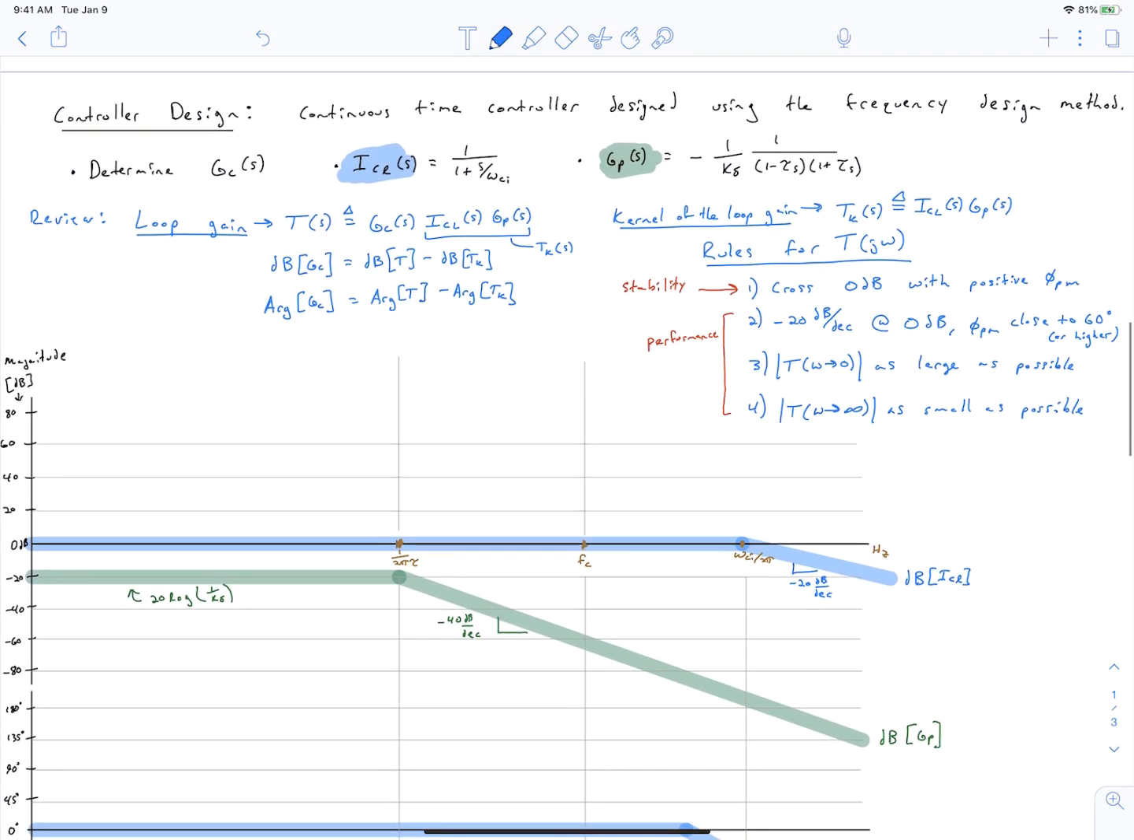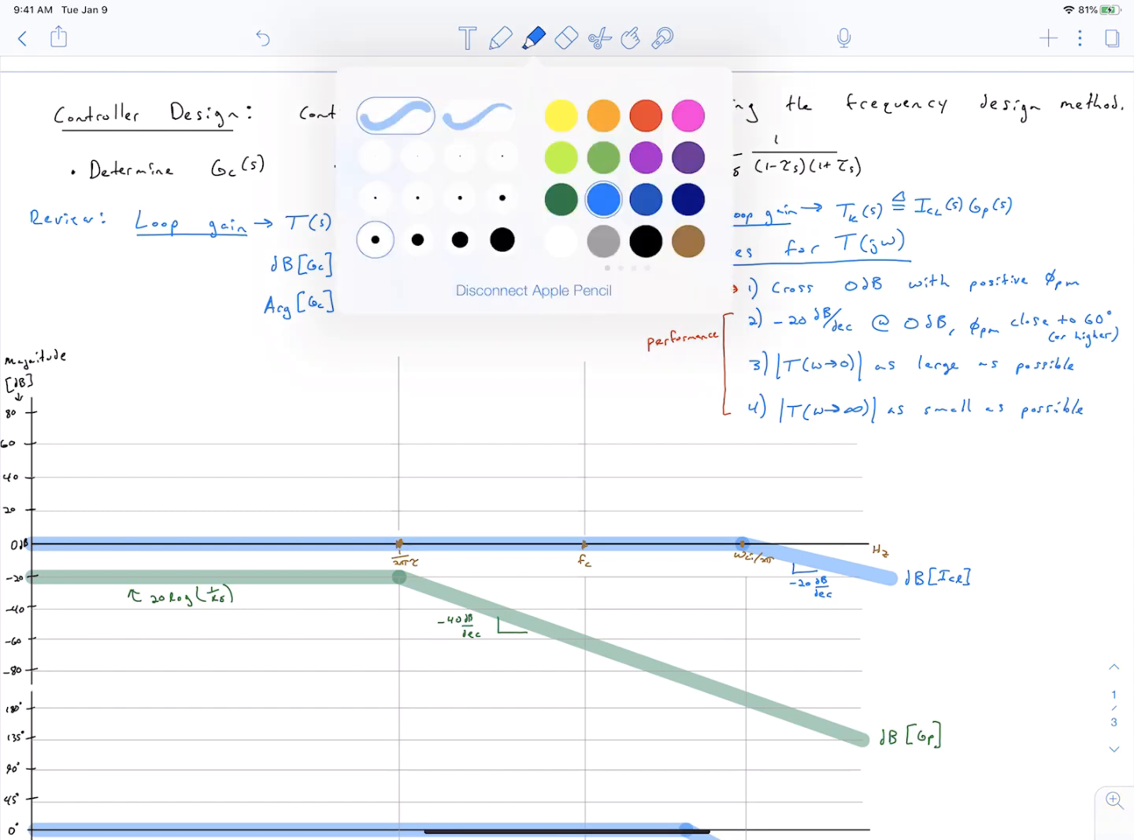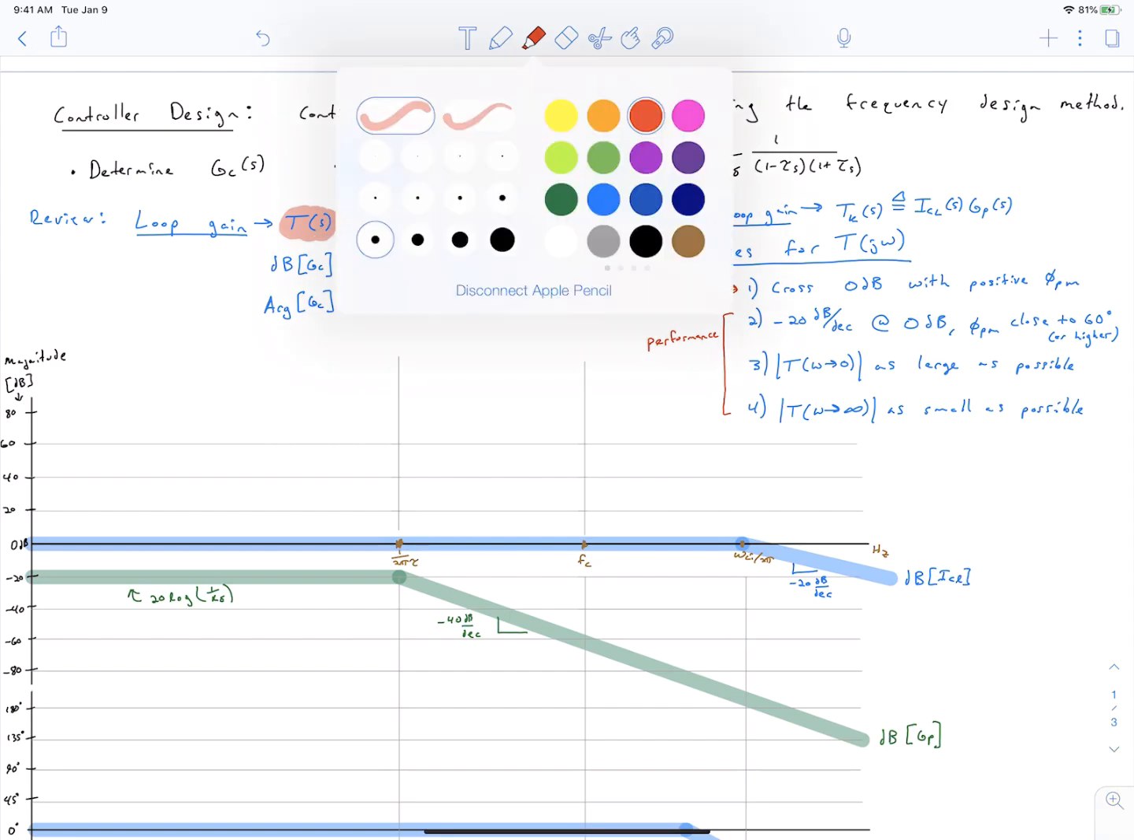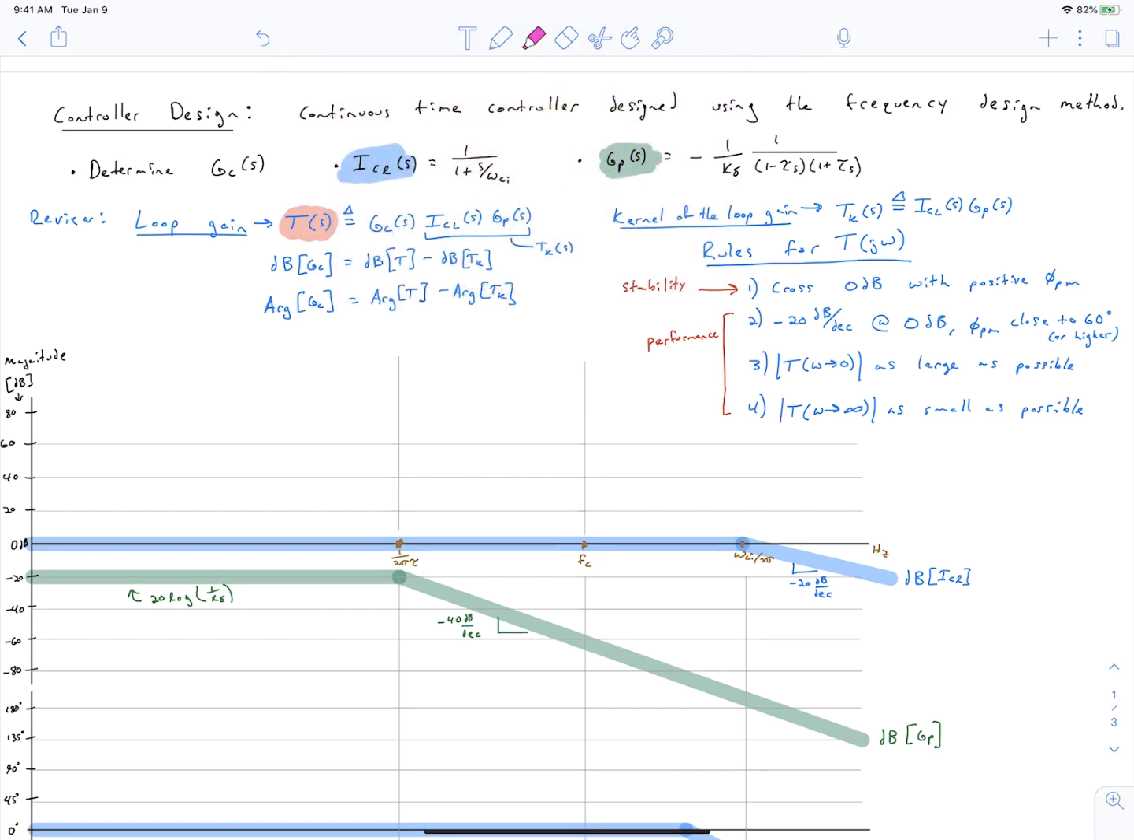Okay, now things get a little more complicated. Let's start to try to sketch what the loop gain must be that we want, and then try to piece out what our regulator should be. So for our loop gain, I am going to use red. So this transfer function is red, and then for our regulator, we're going to use this color.